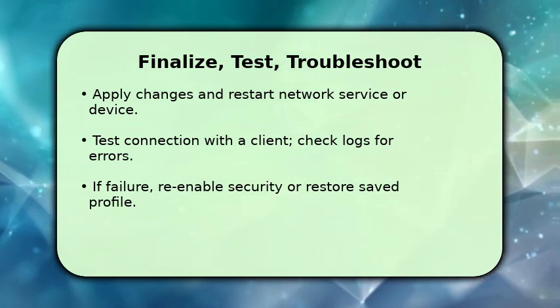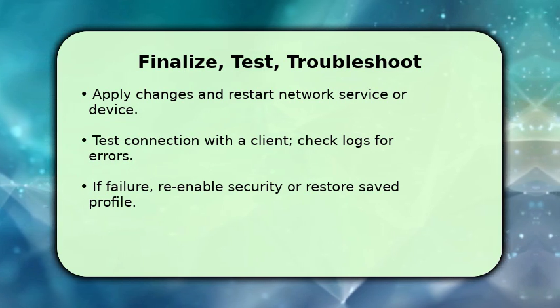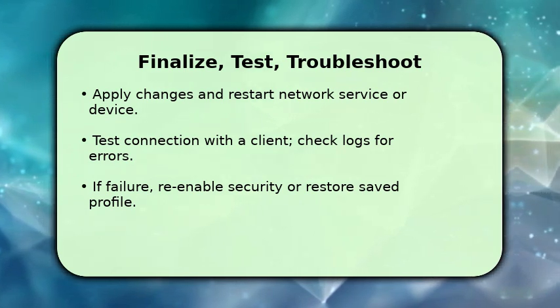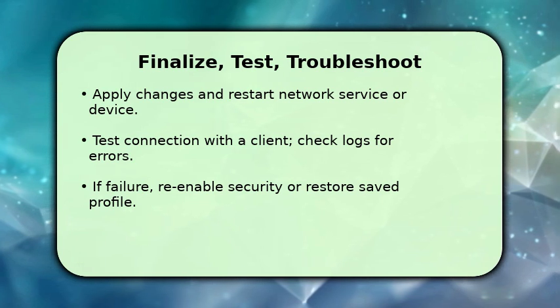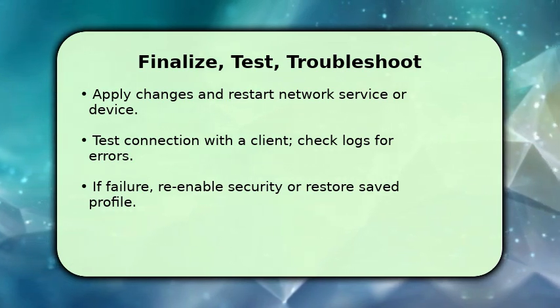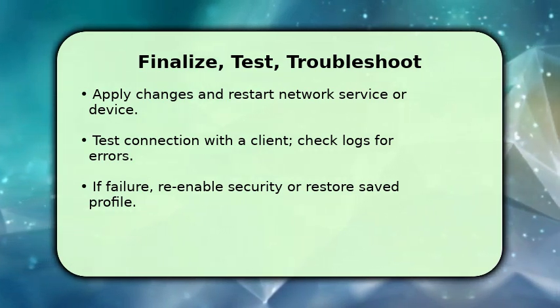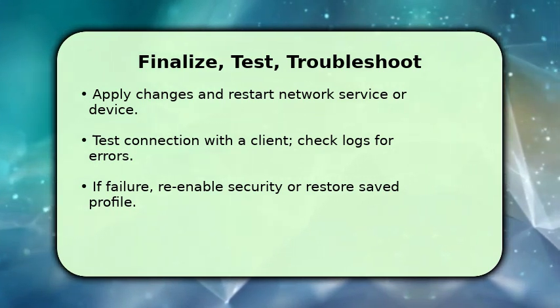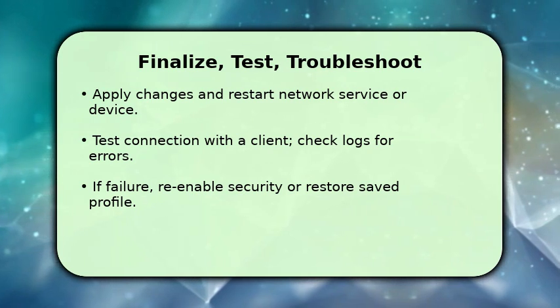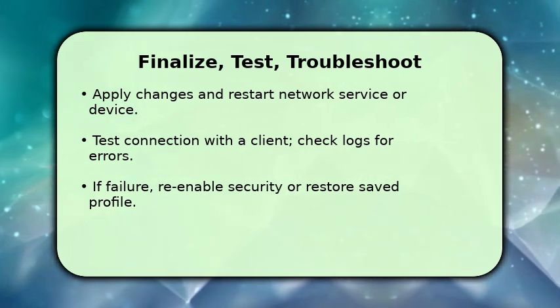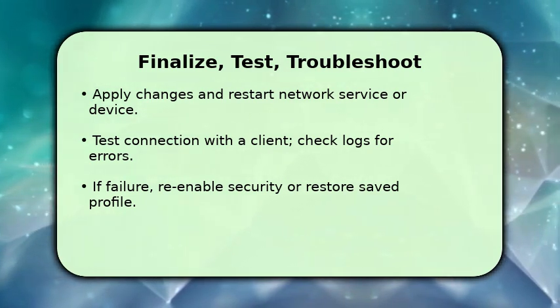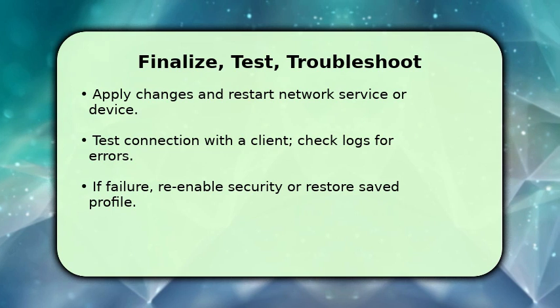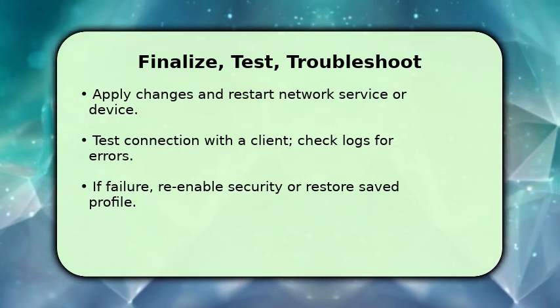Test the connection from a client machine and observe logs for authentication failures, certificate errors, or blocked ports. Make sure common tools like ping, curl, or a browser reflect the unsecured state as intended. If something goes wrong, immediately re-enable the previous security settings or restore the saved profile. This single troubleshooting tip prevents prolonged outages and lets you iterate safely.